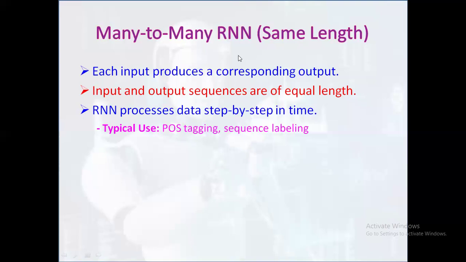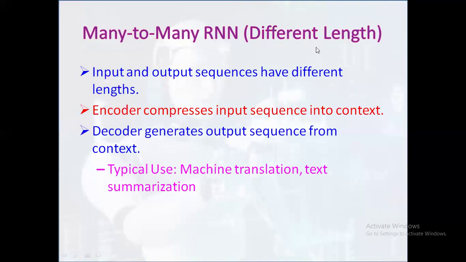Suppose in the other case of many to many RNN, the input size is different from the output size. Input and output sequences have different lengths. That means in this structure, the input sequence length does not match the output sequence length, offering flexibility. That is, dynamic changes we can make.